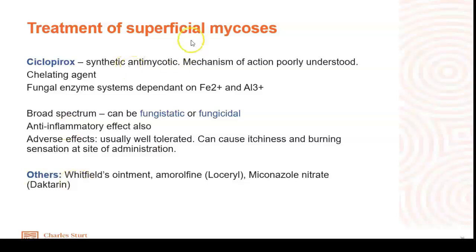However, here we're talking about superficial mycoses. Cyclopirox is an antifungal agent. It's a synthetic antimycotic drug. Its mechanism of action is poorly understood. However, we do know that it's a chelating agent, forming chelating complexes with things like the iron and the aluminium ion. And so some fungal enzyme systems, to be operational, are dependent on the iron and aluminium ion. So that's how it works in that way.